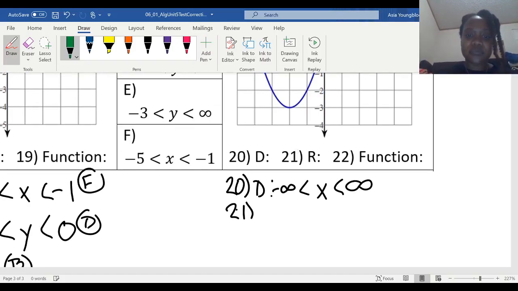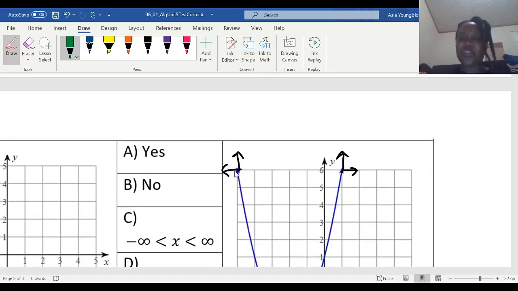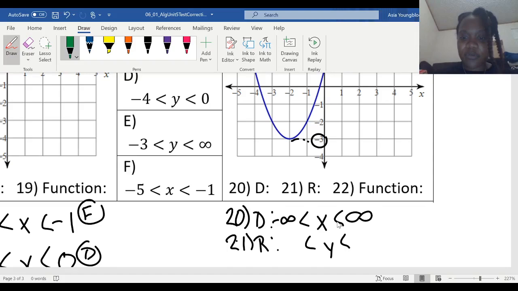21 is the range, which is again talking about the y values. Same thing. We're looking at how far down it goes on the y-axis. We see it does not go beneath -3. And how far up it goes? Just like with the domain, the range goes up forever. So when it's going up toward the positives forever, that means the upper bound will be infinity, and the lower bound, like we said, is going to be -3.